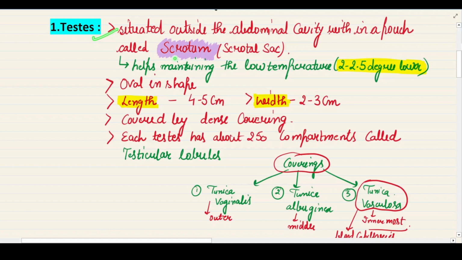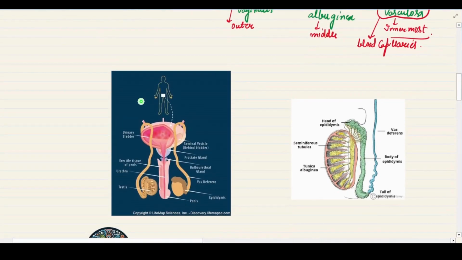First of all, where is it present? It is situated outside the abdominal cavity within a pouch called the scrotum. This part is very important: the scrotum is a part which forms the pouch-like structure around the testis. What is the function of the scrotum? It helps in maintaining a low temperature of the testis, about 2 to 2.5 degrees lower than the other internal body organs. If you can see here, this is the diagram.